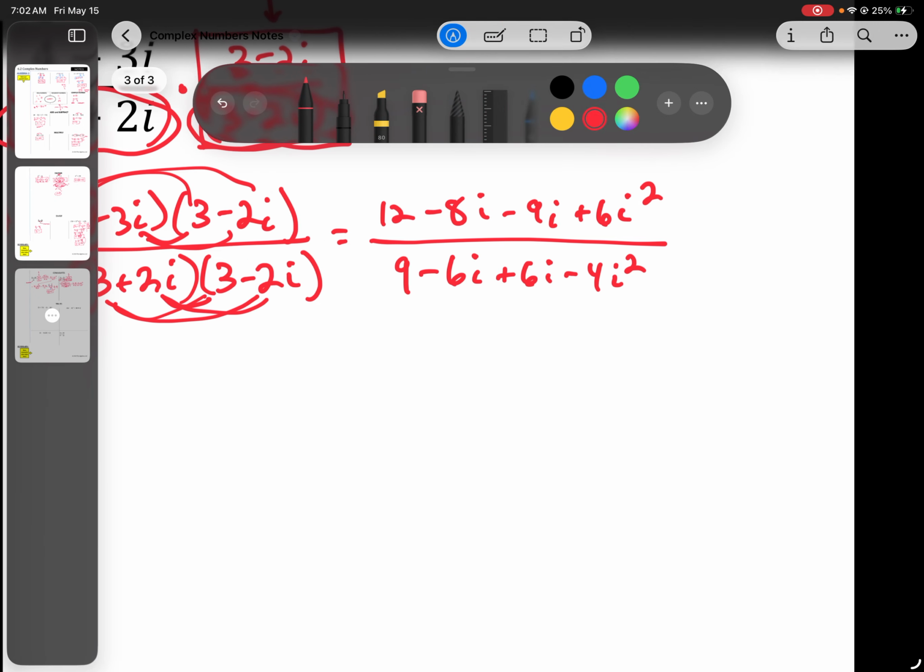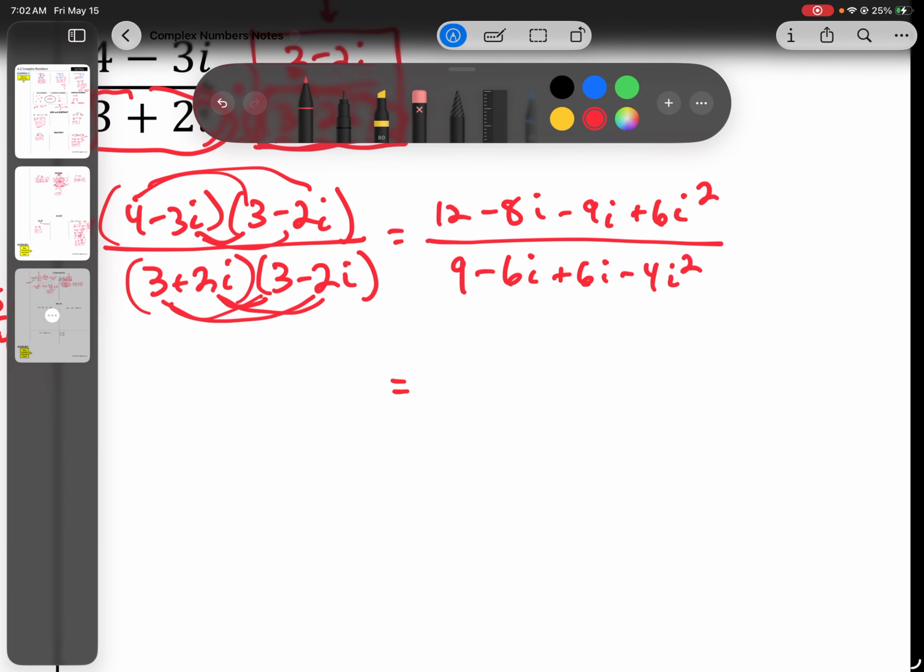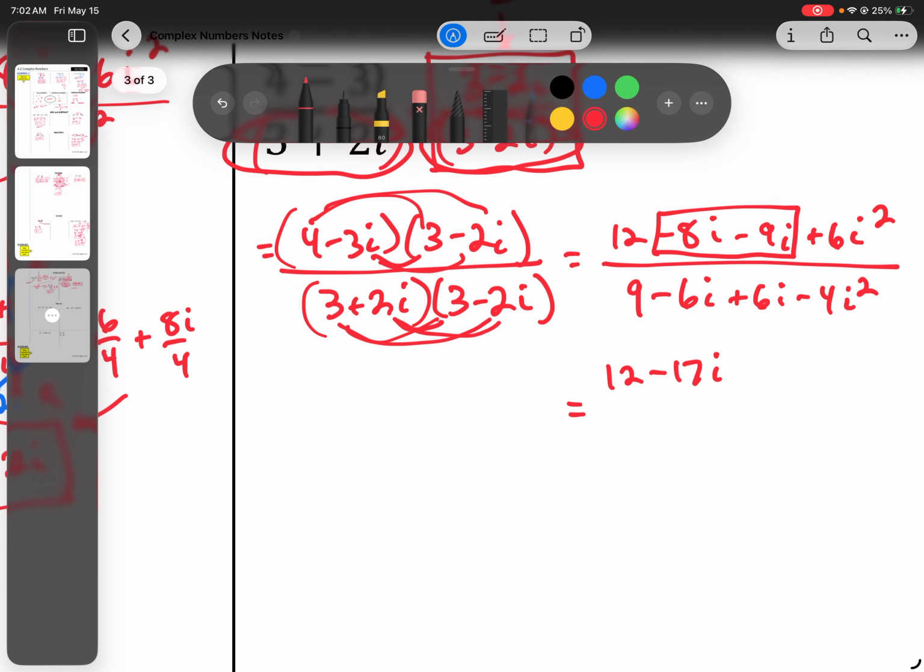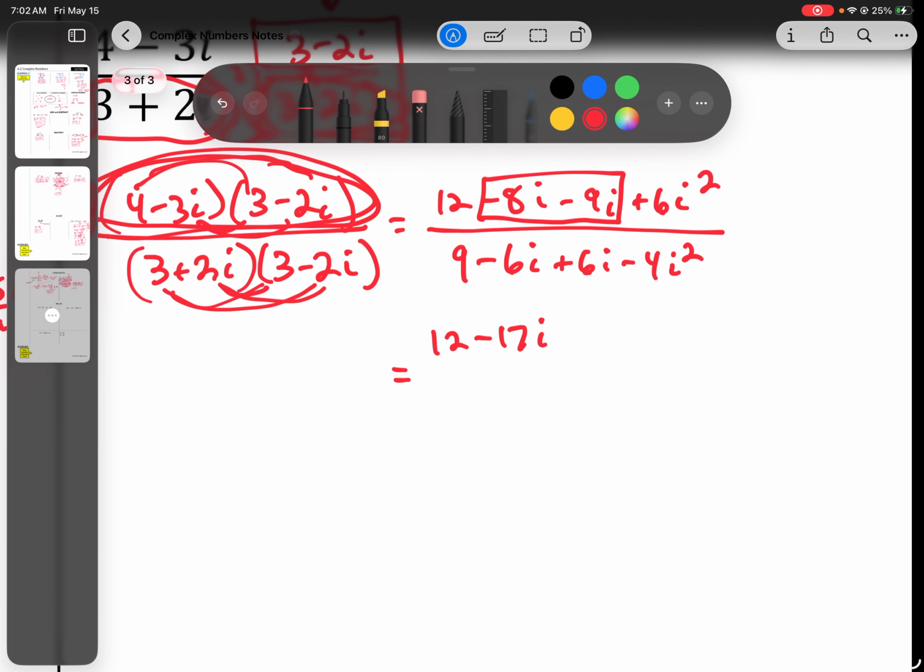We're going to change our i squareds to negative 1s. So 12 minus, oh, and we can add our i's together. So that'll be negative 17i. Notice the i's didn't cancel out on top because these are not conjugate pairs of each other. So I still have the i in my answer. And then minus 6 because i squared is negative 1, and negative 1 times 6 will be negative 6.